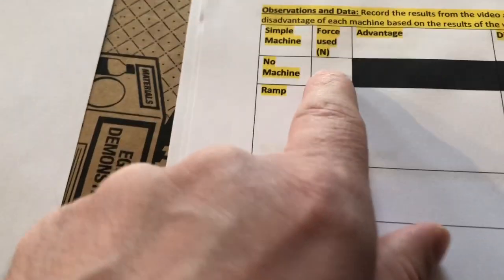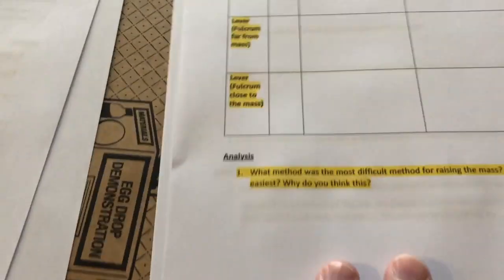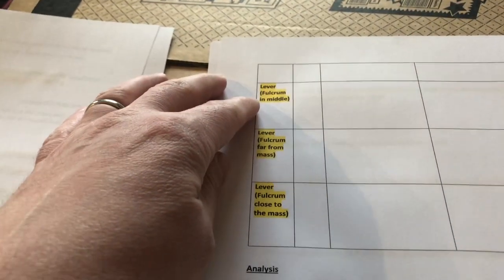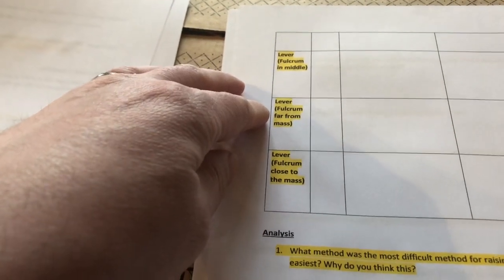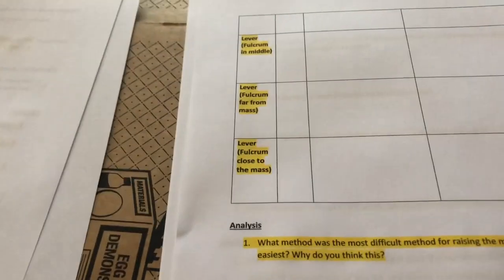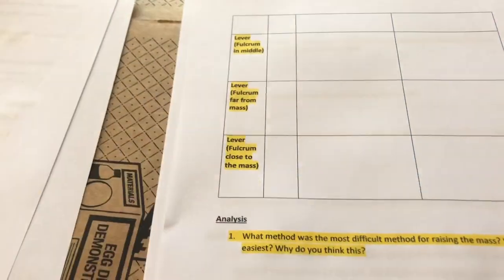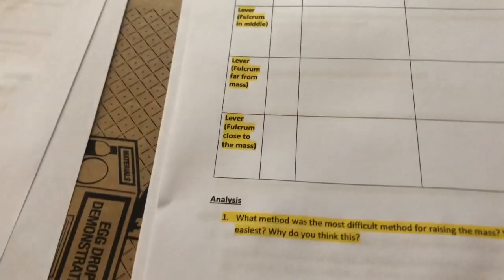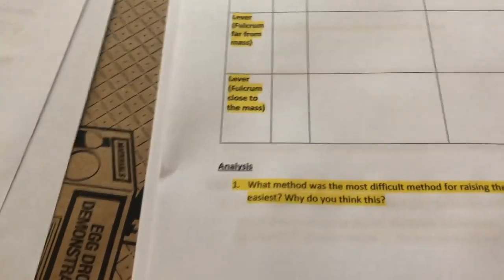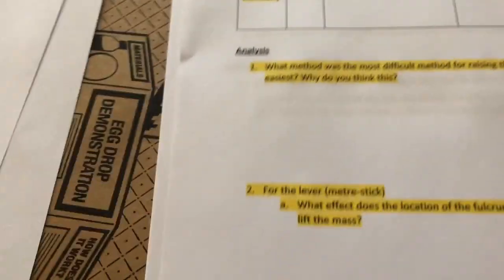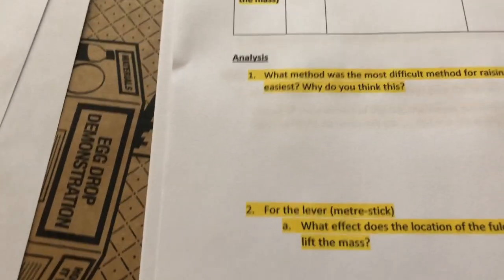So we have the no machine, there's no advantages or disadvantages there. We have the ramp, a pulley system, and then we have a lever with the fulcrum in the middle, a lever with the fulcrum far from the mass, and a lever with the fulcrum close to the mass. Please make note that these might not be in the right order in the video, so make sure you're recording your results on the proper section. Then we have all the analysis questions, okay?